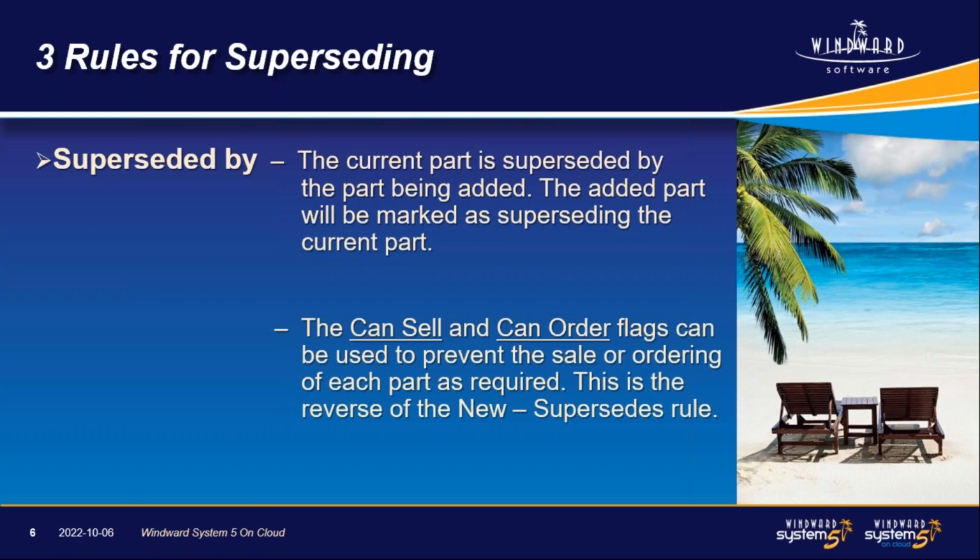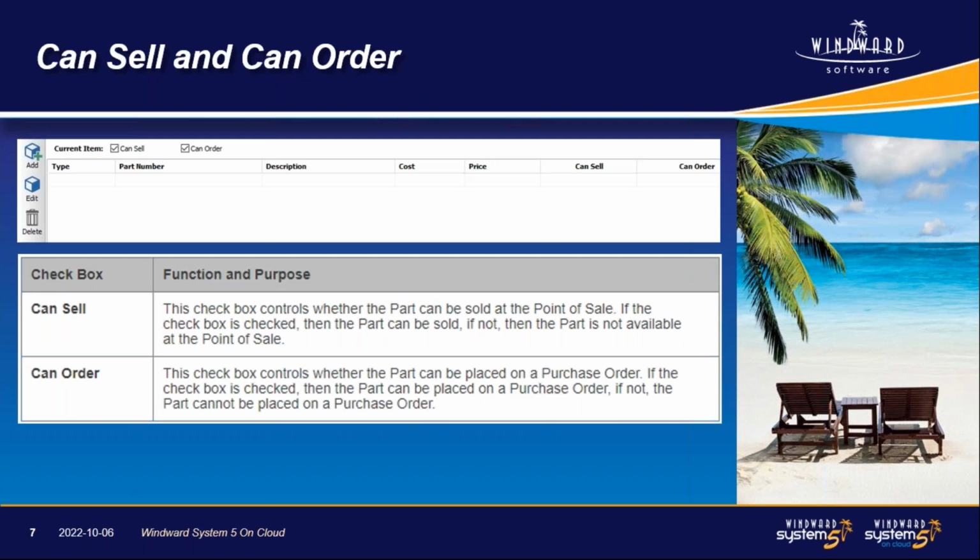So before we proceed to our live demonstration, let's just know first the function and purpose of the cancel and can order checkboxes. The cancel checkbox controls whether the part can be sold at the point of sale. If the checkbox is checked, then the part can be sold. If not, then the part is not available at the point of sale. And the can order checkbox controls whether the part can be placed on a purchase order. If the checkbox is checked, then the part can be placed on a purchase order. If not, then the part cannot be placed on a purchase order.